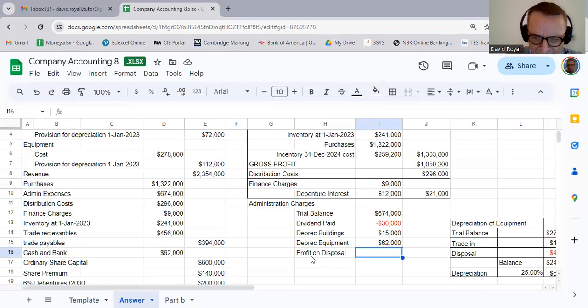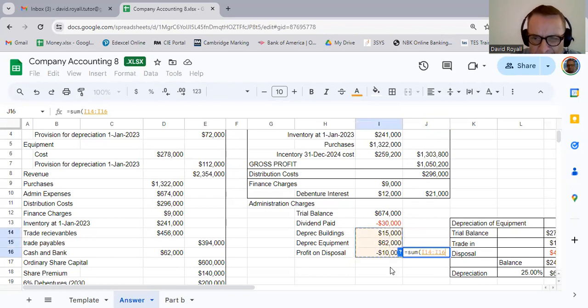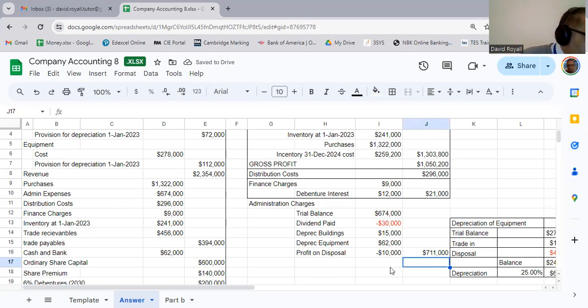Okay, now that's not an admin charge, but we were told that depreciation is part of the administration cost. So that's actually a negative figure. Okay, it's a negative figure. Reason being, is that, let me now sum that. It's actually an income.